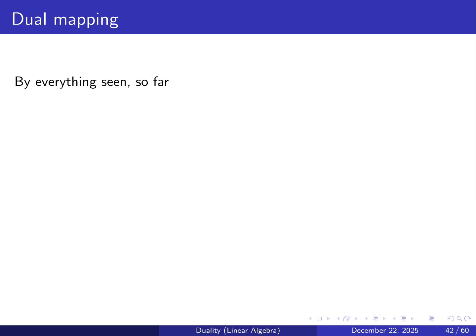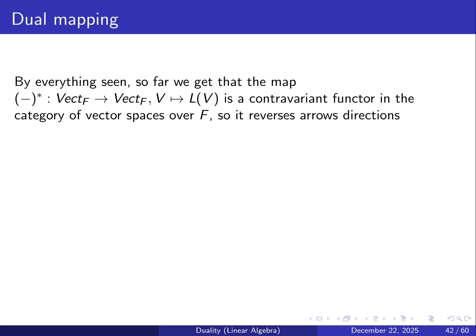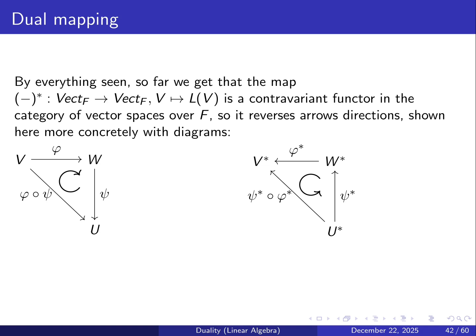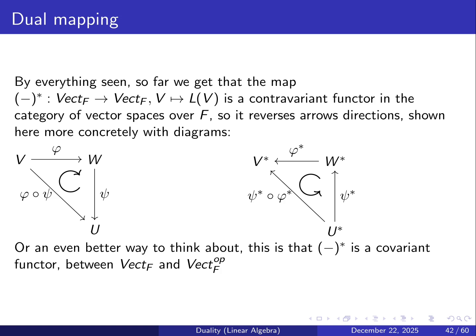By everything seen so far, we get that the map star from the category of vector spaces over F to the category of vector spaces over F, sending each vector space V to its corresponding space of all linear forms on V, is a contravariant functor in the category of vector spaces over F, so it reverses arrow directions, shown here more concretely with diagrams. Or an even better way to think about this is that the star functor is a covariant functor between the category of vector spaces over F and the opposite category of vector spaces over F.